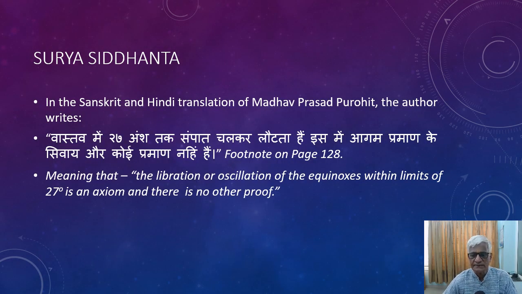There is another translation of the same passage by Madhav Prasad Purohit. He gives in a footnote: वास्तव में 27 अंश तक संपात चलकर लौटता है, इसमें आगम प्रमाण के सिवाय और कोई प्रमाण नहीं है. The libration or oscillation of the equinoxes within the limits of 27 degrees is an axiom, and there is no other proof. So in fact, he doesn't have a mathematical proof for it.